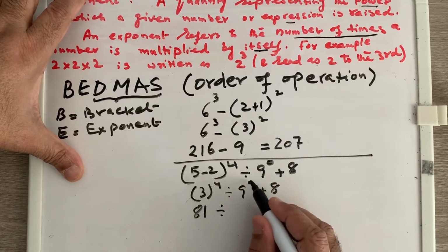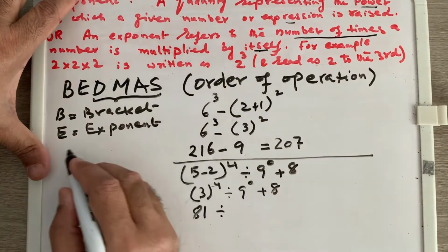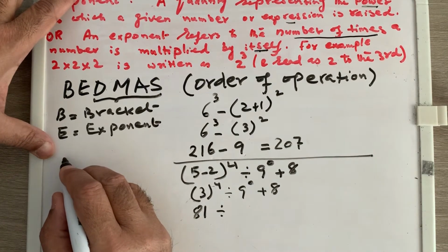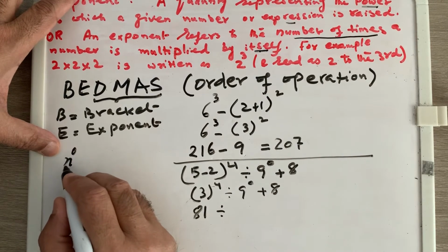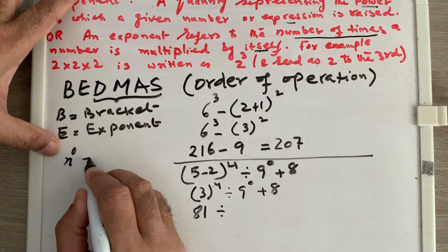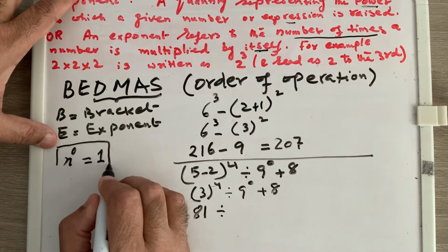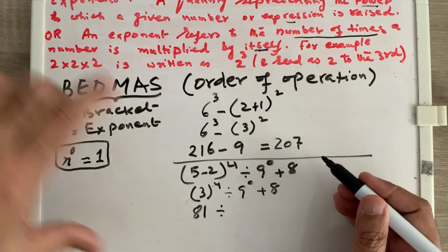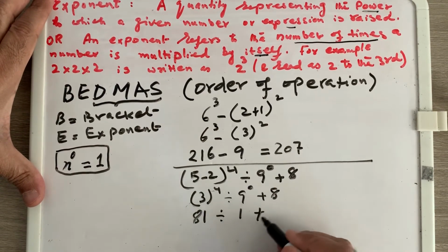9 to the power 0: there is a rule for exponents. Any number or any expression, if it is raised to the power 0, equals 1. So you have to remember this. We will do the rules as well in the next class. So 9 to the power 0 is 1, plus 8.